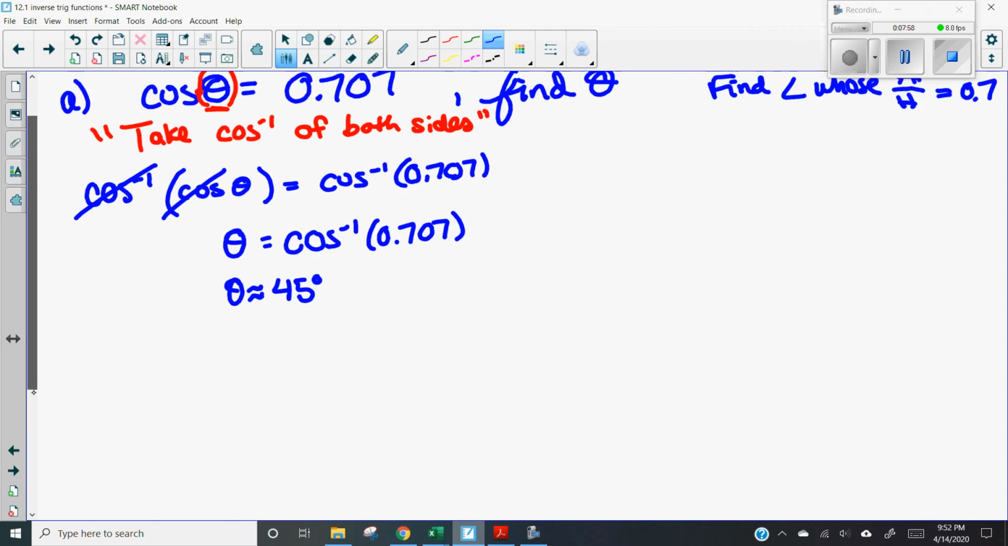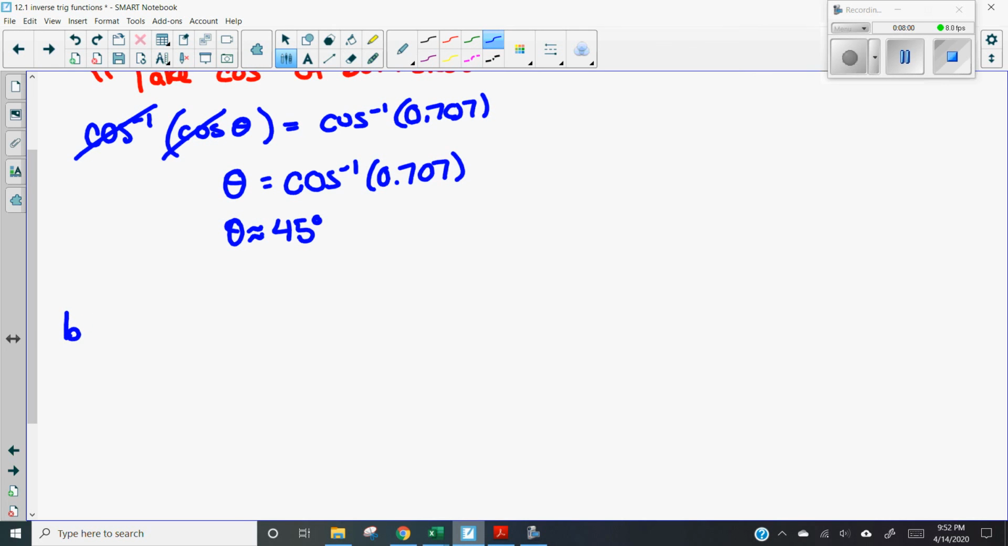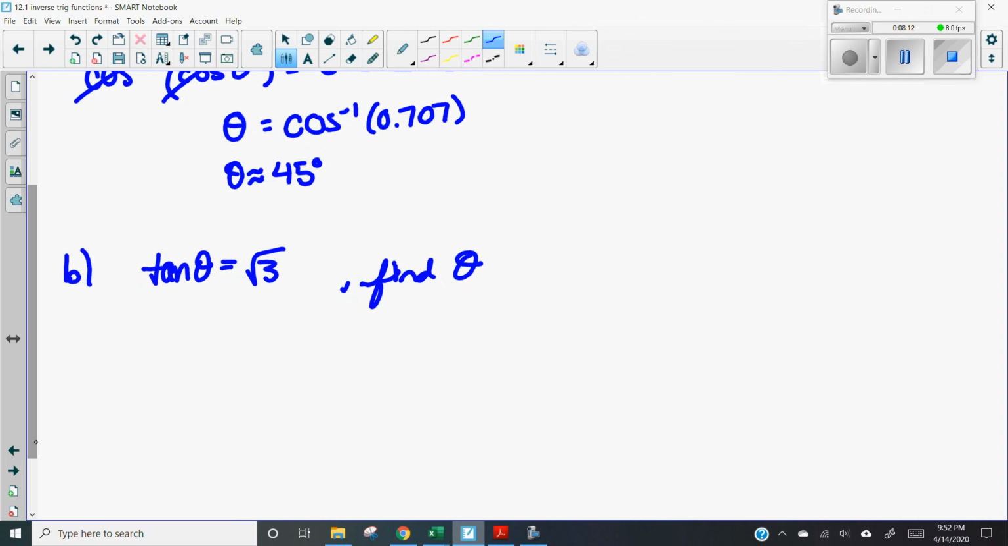Let's try one more like that. Example B. We are given that tangent of theta is equal to exactly the square root of 3. Let's find theta. Okay, so let's just think about solving for theta. We don't divide by tangent. We take the inverse tangent of both sides. That's what's going to cancel out the tangent.